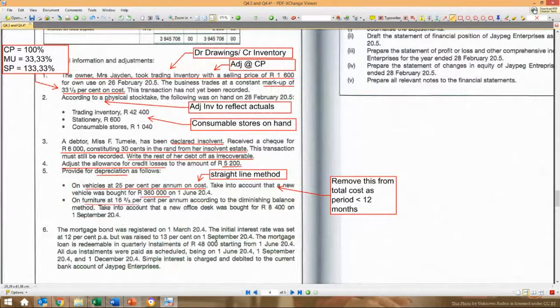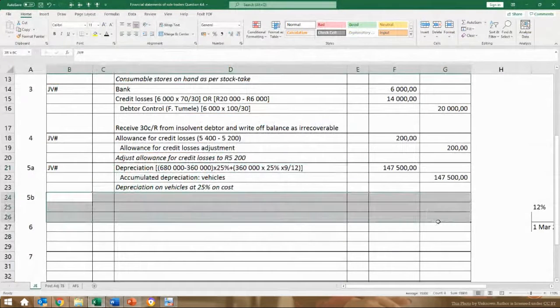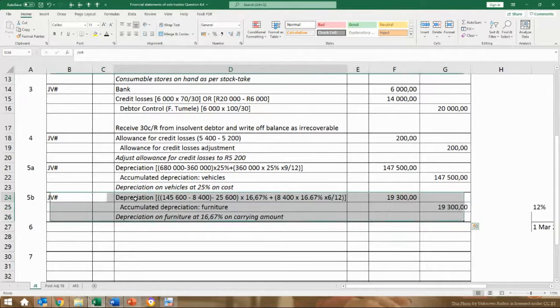Then the next thing is we've got furniture at 16.2% using the diminishing balance method. That means I have to use the carrying amount to work it out. And a new office desk of 8,400 was bought on the 1st of September, which means before I work it out, I have to exclude that 8,400 to work out the carrying amount for the remaining assets that was there for the full year, and then the 8,400 would be dealt with separately because it wouldn't have had an accumulated depreciation amount.